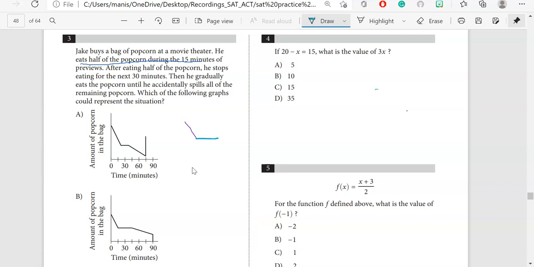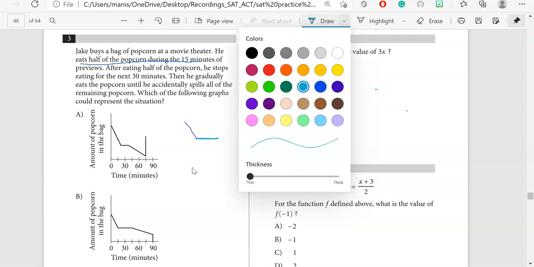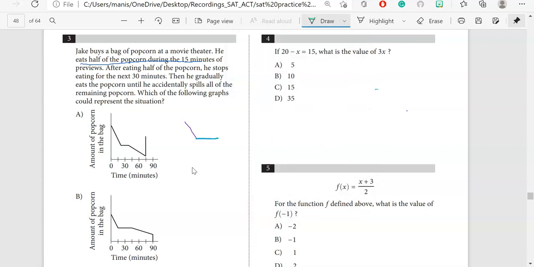From 45 to 90 minutes, what happens? Jake eats more popcorn. So now keep in mind, if he's eating the popcorn, the number of popcorn is decreasing. So it decreases like this over here. Let me pick a different color. It decreases. Okay, so I will just draw over here. It should decrease like this, and suddenly he gradually, until he accidentally spills all the remaining popcorn, everything drops. So this means it will be a vertical drop like this over here.